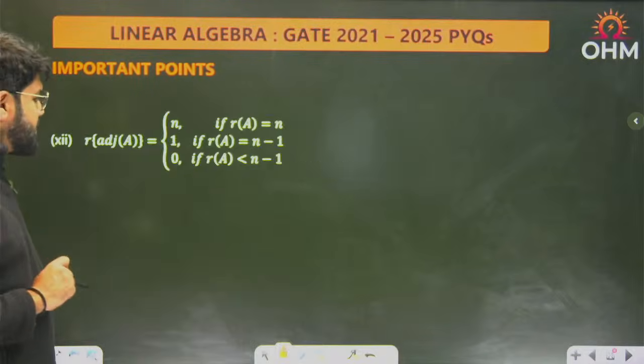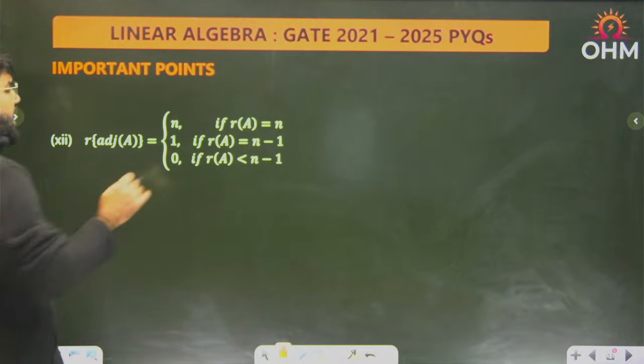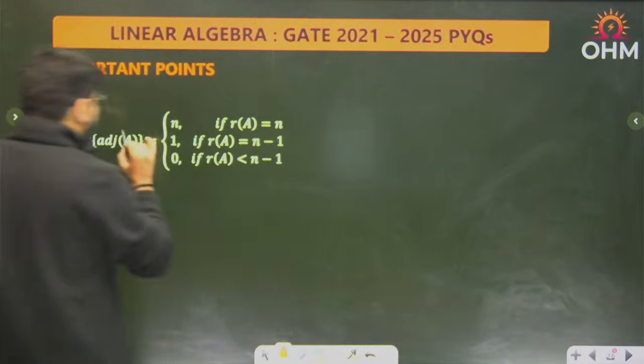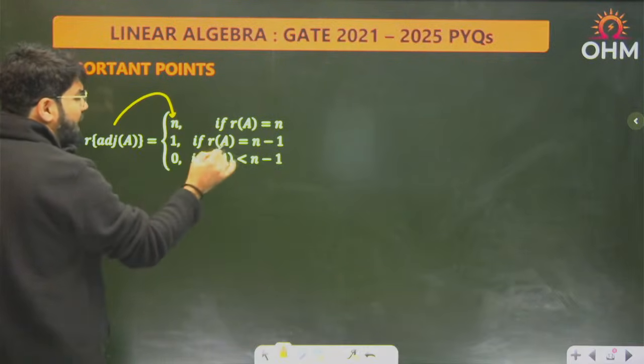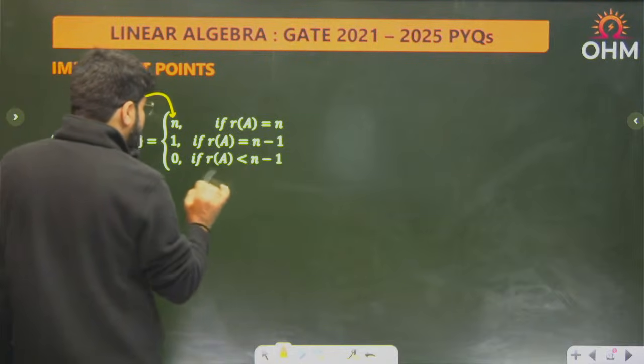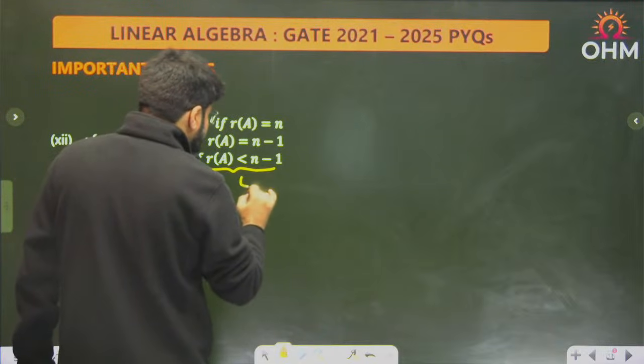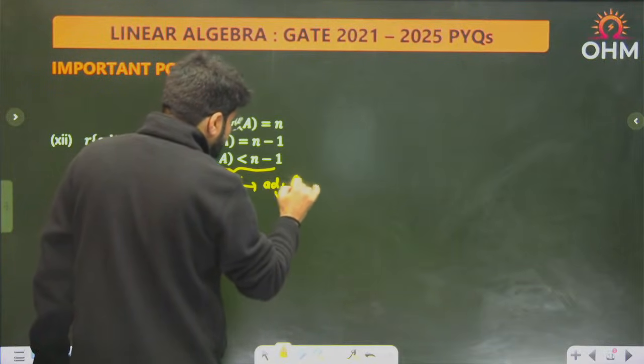For a diagonal matrix, that was the point. Okay, rank of adjoint A: if rank of A is full rank, the rank of adjoint A will also be full. If rank of A is n minus 1, rank of adjoint A will be 1. If rank of A is less than n minus 1, rank of adjoint A will be 0, because in that case the adjoint A itself will be a null matrix.